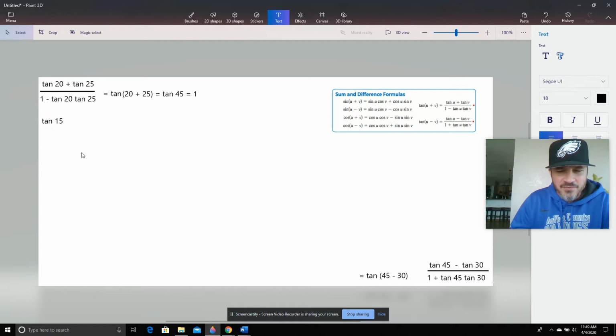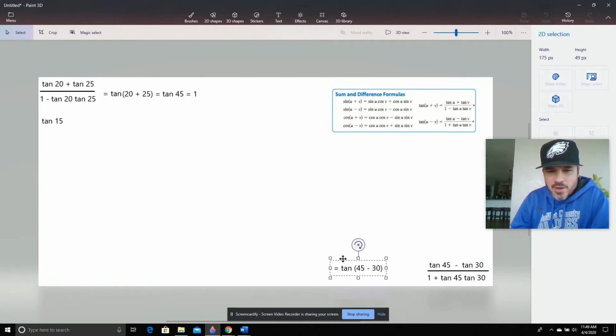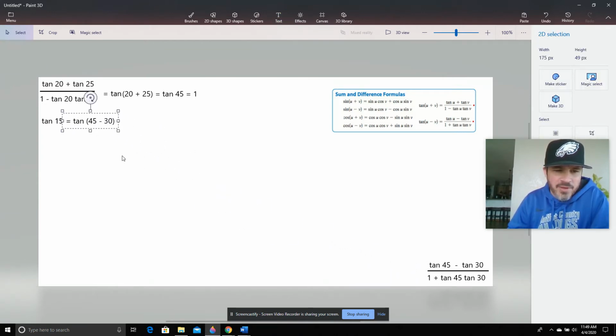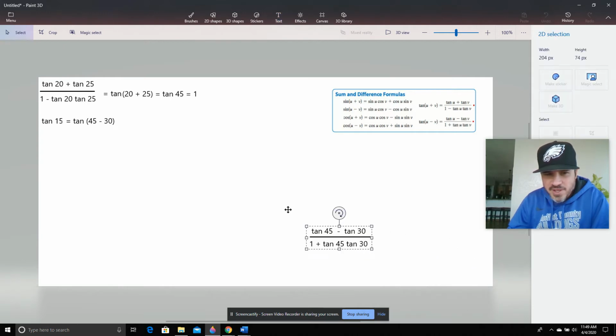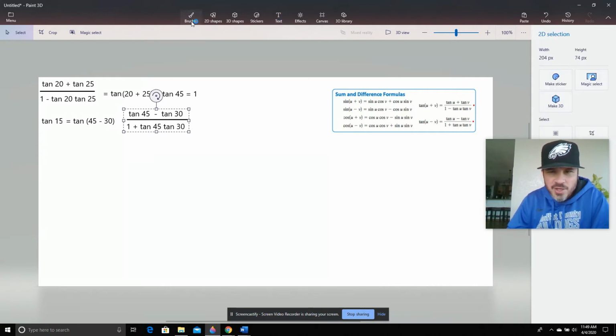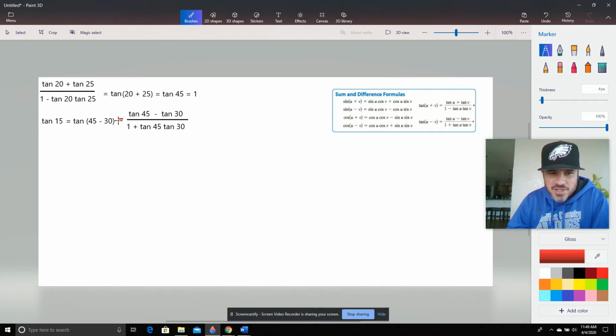So here we've got tangent at 15 degrees. Remember, the problem is I can't evaluate that. I don't have a triangle or a graph. So I'm looking for two angles that can sum up, or the difference of them will equal 15. So we're seeing that 45 minus 30 can do that. So now I have the difference formula for tangent. Then I'm going to fill in the U's and the V's to get this side of the formula. That's just filling in this as the U, this as the V, and then going from there. So then we need to evaluate this guy.